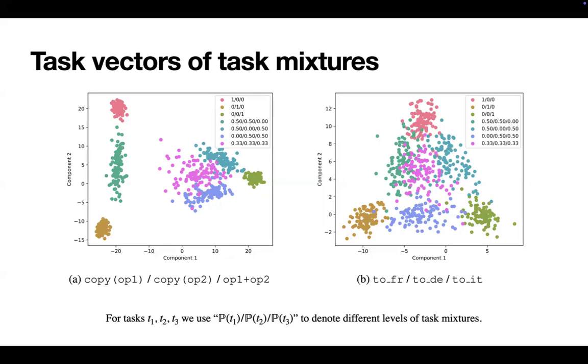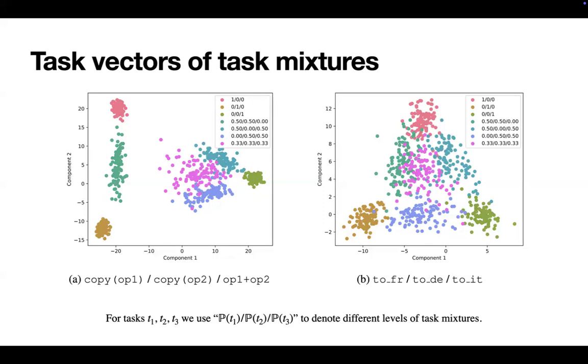And the 0, 0, 1 corresponds to the prompts where all demonstrations come from the third test. We also consider mixtures. For example, 0.5, 0.5, 0 means that 50% are from the first test, 50% are from the second test, and none from the third test. We also have 0.5, 0, 0.5, and a uniform mixture, which is 0.33, 0.33, and 0.33.